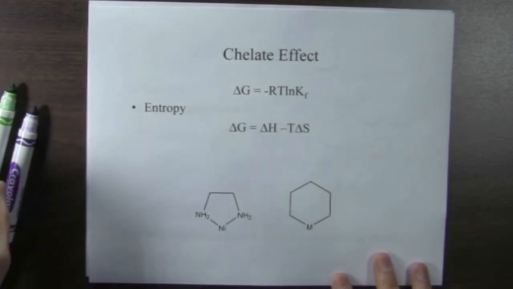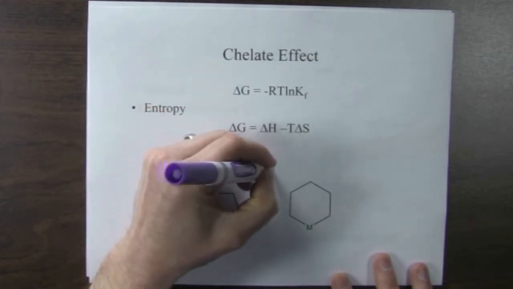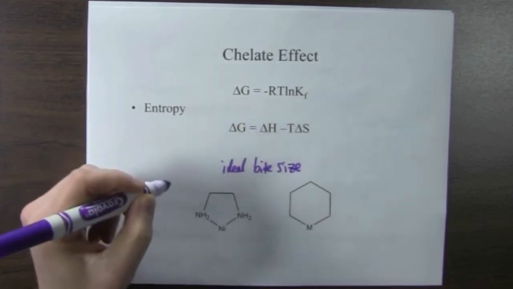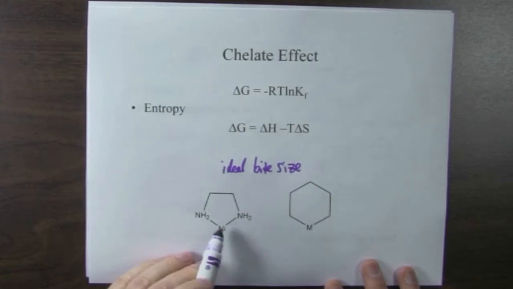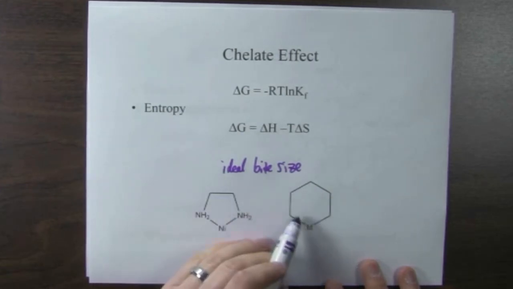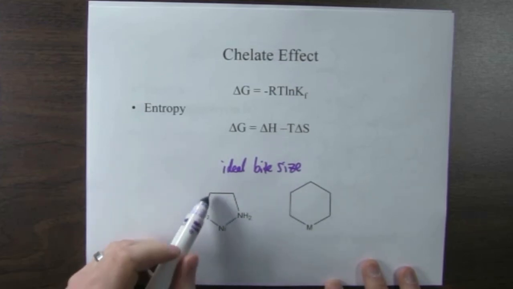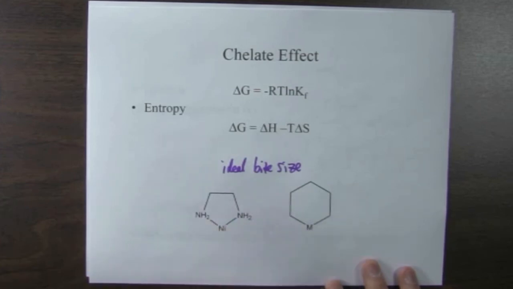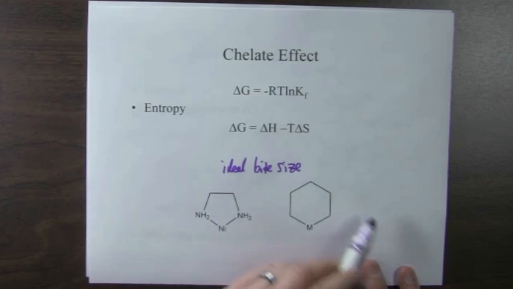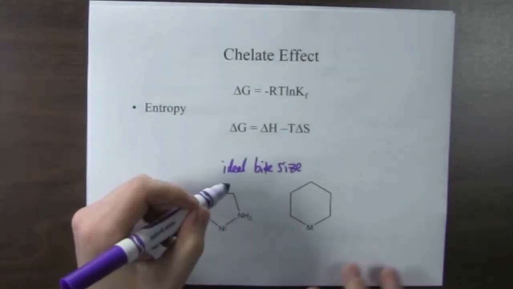Ideal bite size. Depending on the metal ion size and charge, you would prefer either a 5-membered ring or a 6-membered metallocycle. And we see this is actually very similar to what we saw in organic chemistry. Cyclopentane and cyclohexane are more stable than cyclobutane or cycloheptane. And so it's similar considerations in terms of bond angles and such. So we call that the ideal bite size.